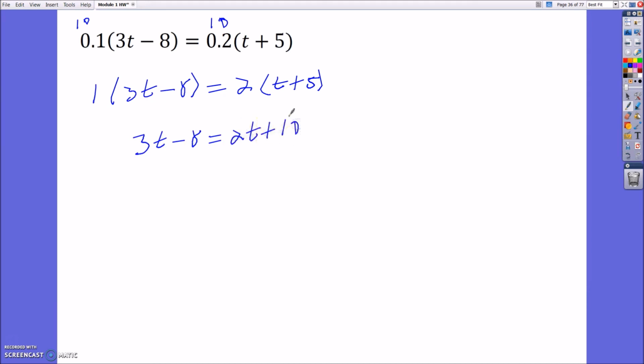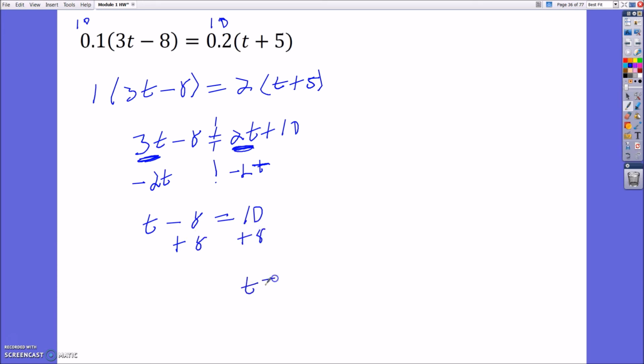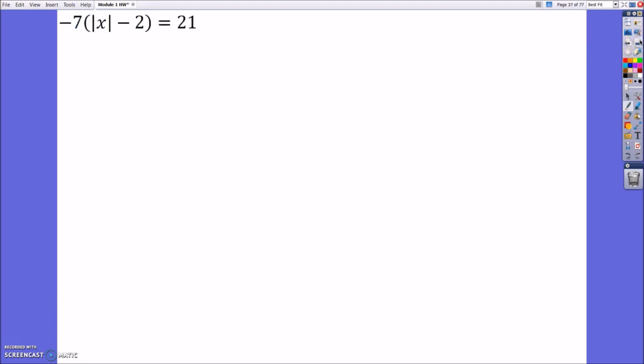Right here, we know we're going to have a solution because on my equal sign, I have 2 t's here and 3 t's here. They're not the same amount, so I know it's going to have at least one solution. When I minus 2t on both sides, I'm going to be left with t minus 8 is equal to 10. I'm going to add 8 on both sides to get t equals 18. That's a one solution problem, very similar to what we've seen in the past.